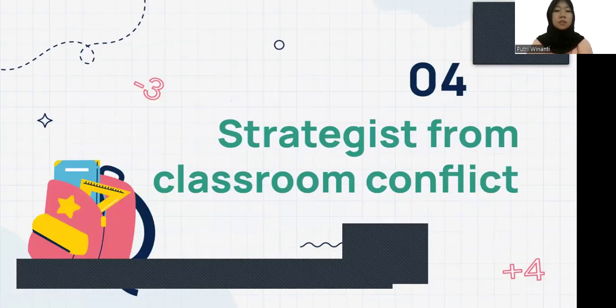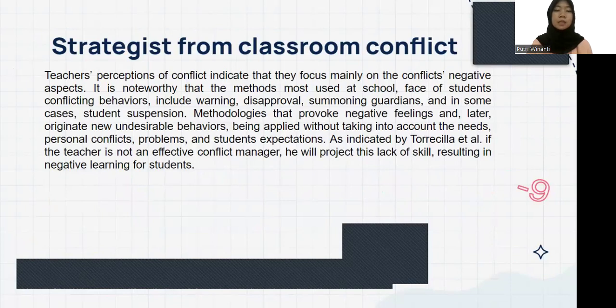Here we move to strategies for classroom conflict. Teachers' perceptions of conflict indicate that they focus mainly on the conflict's negative aspects. It's noteworthy that the methods most used at school in response to students' conflicting behaviors include warning, disapproval, summoning guardians, and in some cases, student suspension.